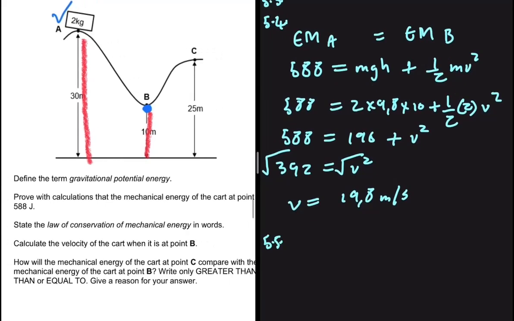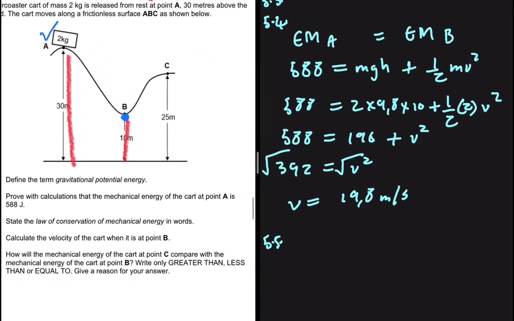Let's look at 5.5. 5.5 is saying, how will the mechanical energy of the cat at point C compare with the mechanical energy of the cat at point B? Write only greater than, less than, or equal to. Give a reason for your answer. We know that the answer will be equal to. Why are we saying that? The law of conservation of mechanical energy.